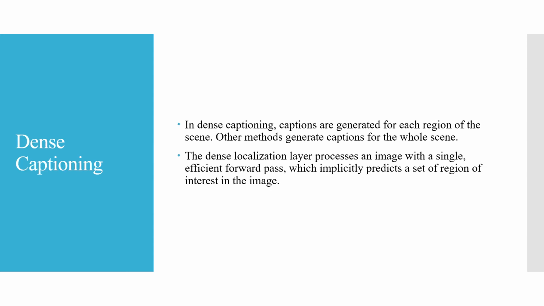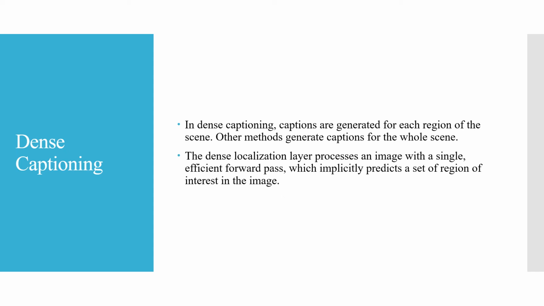And next we come to dense captioning. In dense captioning, captions are generated for each region of the scene. Other methods generate captions for the whole scene. The dense localization layer processes an image with a single efficient forward pass, which implicitly predicts a set of regions of interest in the image. It also localizes all the salient regions of an image and generates descriptions.